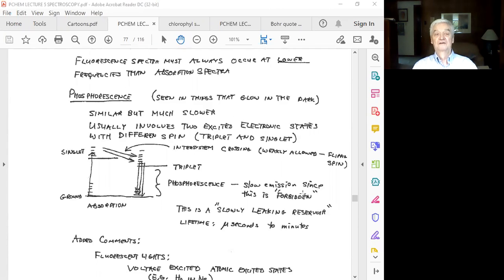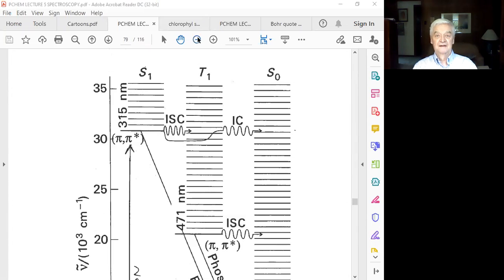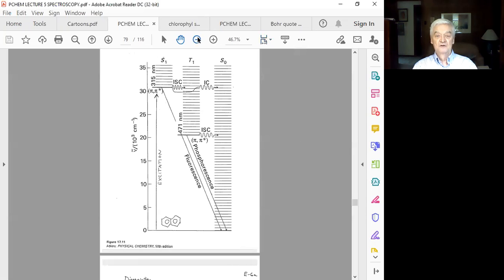And here's our picture of phosphorescence. You have to have an intersystem crossing because it requires flipping of spin. And then you get slow emission because this is supposed to be a forbidden process. Let me jump a couple pages further. And this is from an old edition of Atkins, but this maybe gives you a better idea of fluorescence and phosphorescence again. So the energy levels for the excited states here for the singlet and triplet are those for naphthalene.